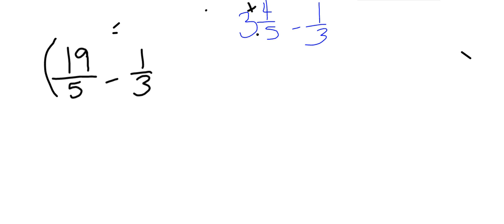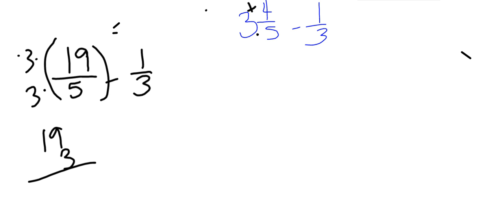Okay, so now that you've completed that problem, let's solve it. So the first thing I'm going to do is change this to an improper fraction. 5 times 3 is 15, plus 4 is 19 over 5, minus 1 over 3. 5 cannot go into 3, and 3 cannot go into 5. So I'm going to multiply the first fraction by 3. And whatever I do on the top, I have to do on the bottom.